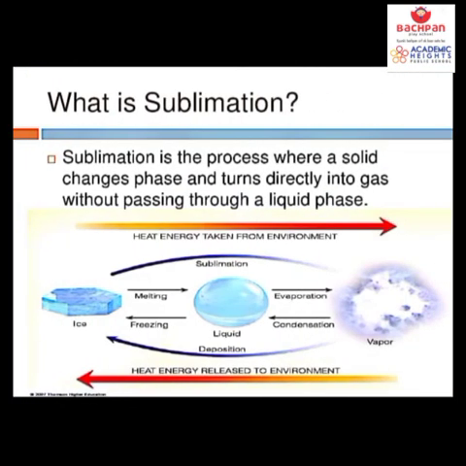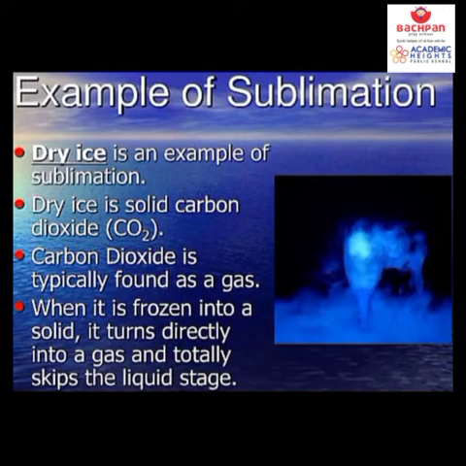Now, dear students, let's see the sublimation. Sublimation is a process where solid changes directly into the gas without passing through the liquid phase. Do remember, an example of sublimation is dry ice. Dry ice is a solid carbon dioxide. Carbon dioxide is typically found as a gas. When it is frozen into a solid, it turns directly into a gas and totally skips the liquid stage.